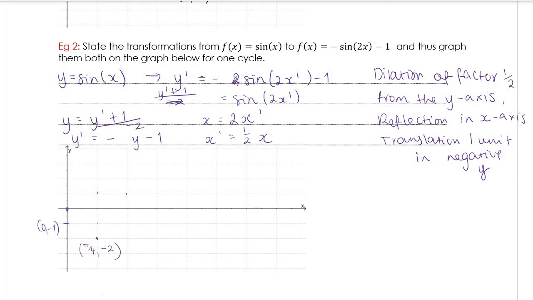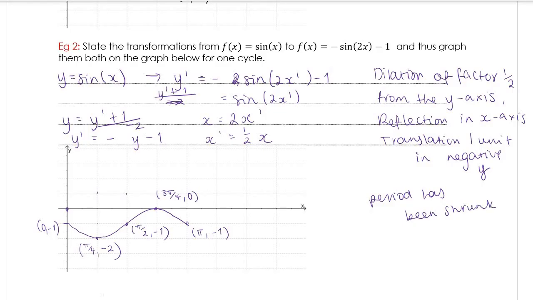Okay? If you keep repeating this process, you should end up with pi on 2 gets you to negative 1. 3 pi on 4 would get you to 0. And then pi would get you back down to negative 1. And then hopefully what you'll see here is that will do 1 cycle for you in pi instead of 2 pi. So our period has also been shrunk by 2.